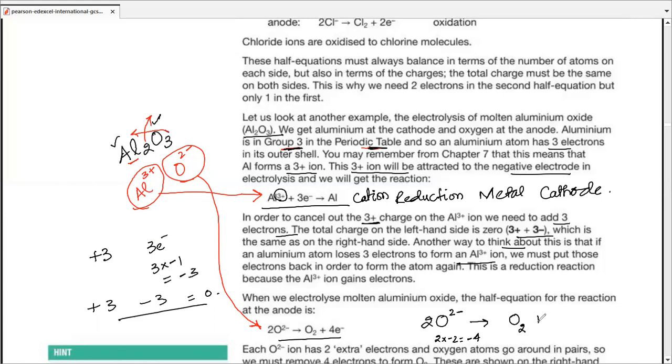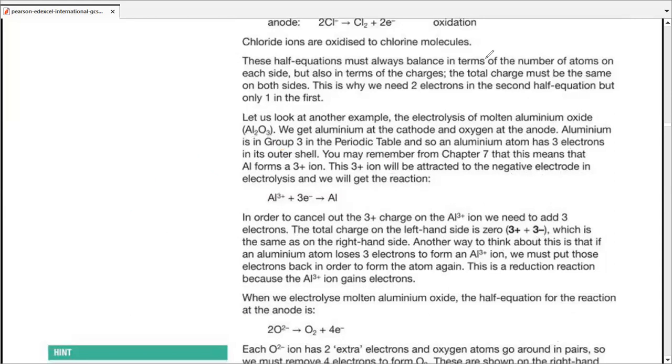So we need to come up with 4 electrons out of it in order to balance it, because 4 into -1 would also be equal to -4. Also, if one oxide ion gives 2 electrons out, 2 oxide ions would give 4 electrons in total. And that's what's happening over here. Make sense? Yes. Good.